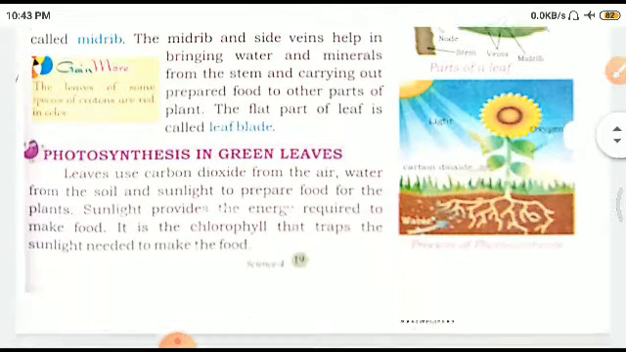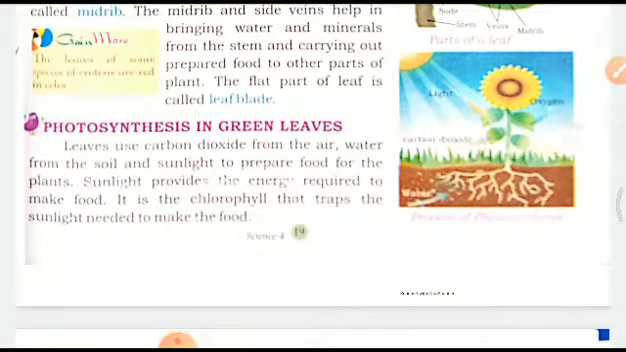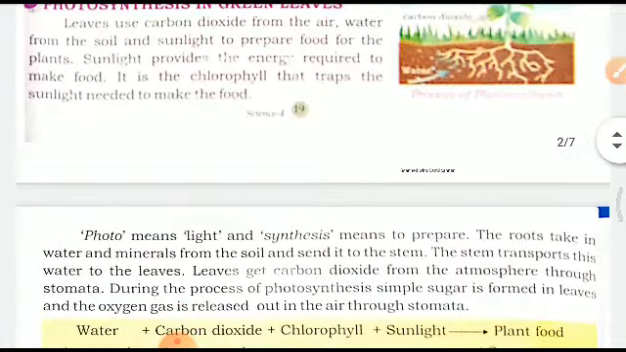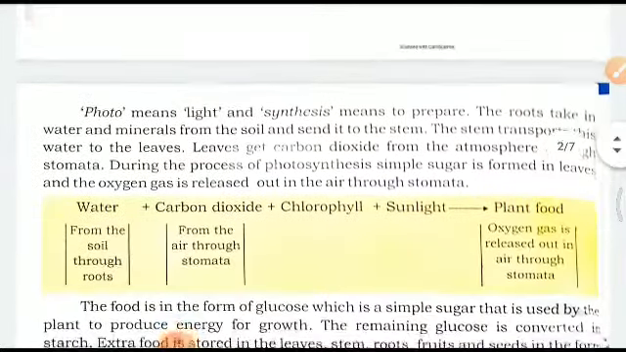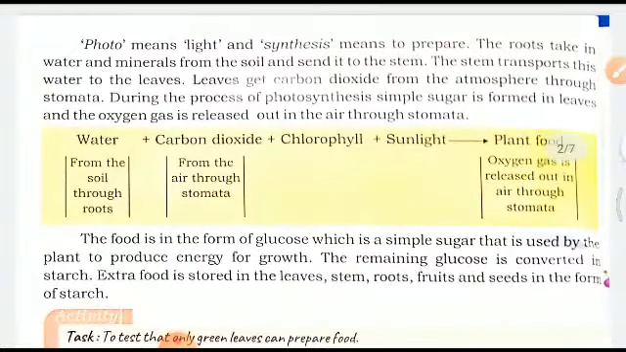Now, photosynthesis in green leaves. Leaves use carbon dioxide from the air, water from the soil, and sunlight to prepare food for the plants. Sunlight provides the energy required to make food. It is the chlorophyll that traps the sunlight needed to make the food. Right? That means sunlight is the main energy provider. Photo means light and synthesis means to prepare.